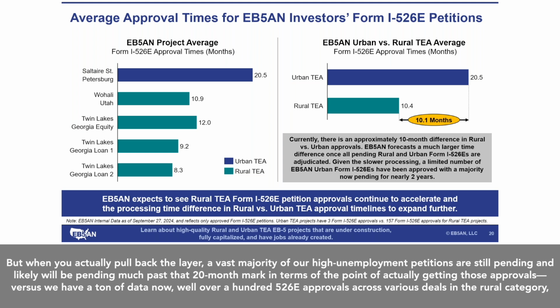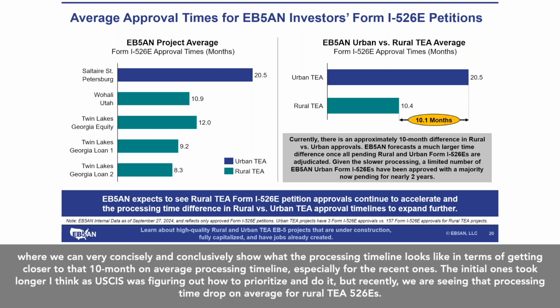But when you actually pull back the layer, a vast majority of our high unemployment petitions are still pending and likely will be pending much past that 20-month mark in terms of actually getting those approvals, versus we have a ton of data now, well over 100 I-526E approvals across various deals in the rural category, where we can very concisely and conclusively show what the processing timeline looks like in terms of getting closer to that 10-month average processing timeline, especially for the recent ones. The initial ones took longer, I think, as USCIS was figuring out how to prioritize and do it. But recently, we are seeing that processing time drop on average for rural TEA 526Es.